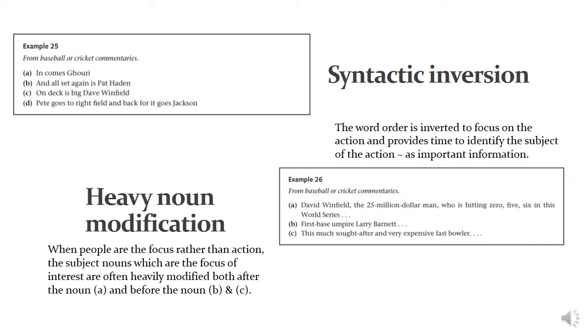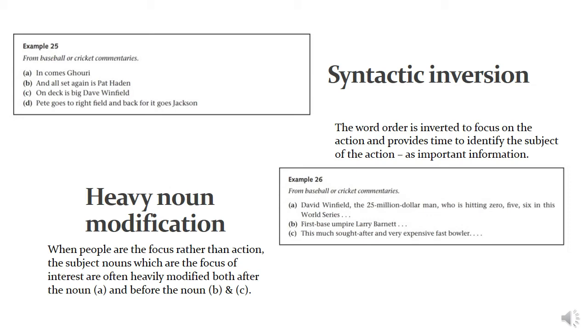It is the case from baseball or cricket commentaries. The foreground for all of these examples is the action of each player, such as in A, "in comes," which is the action from Gowrie, or in C, "on deck," which is the action from Big Dave Winfield, and so on. The next feature is heavy modification. In the case that people are the focus of interest rather than the action, the people, which are the subject nouns, are modified heavily, and the modification may take place both after or before the noun, as illustrated in example 26.